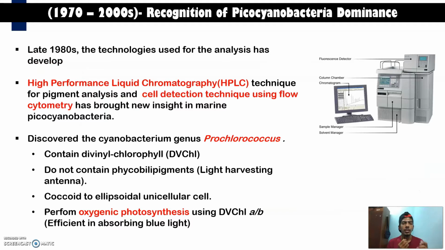In the late 1980s, the usage of high performance liquid chromatography (HPLC) and cell detection using flow cytometry brought us a new prochlorophyte genus, Prochlorococcus. So what differentiates Prochlorococcus from Synechococcus? Prochlorococcus contains divinyl chlorophyll and does not contain phycobilipigments, which are light harvesting antennae commonly found in Synechococcus. Prochlorococcus is a coccoid to ellipsoidal unicellular cell. It performs oxygenic photosynthesis, which means that the byproduct of the photosynthesis is oxygen, using divinyl chlorophyll A and B, which is efficient in absorbing blue light.